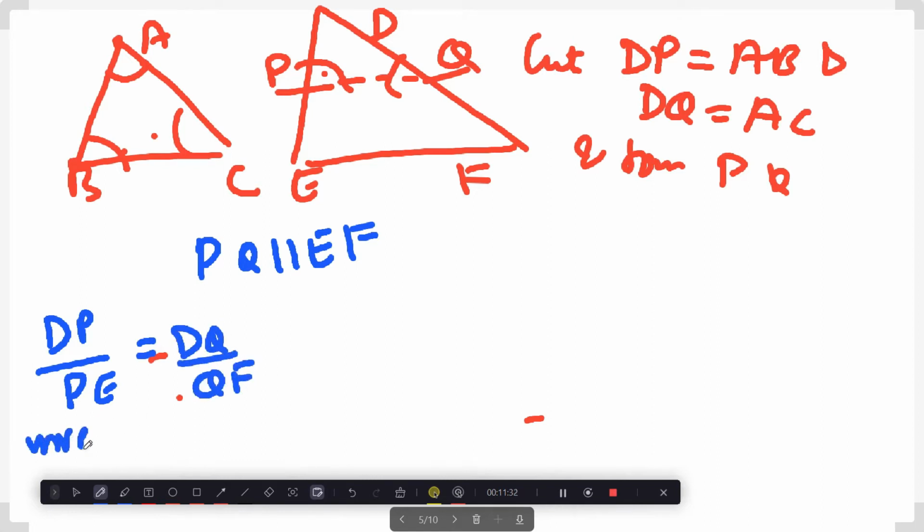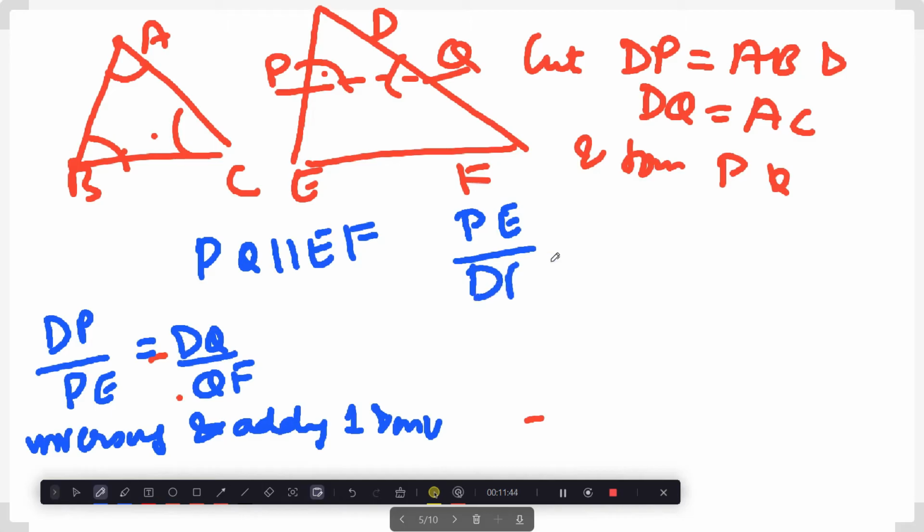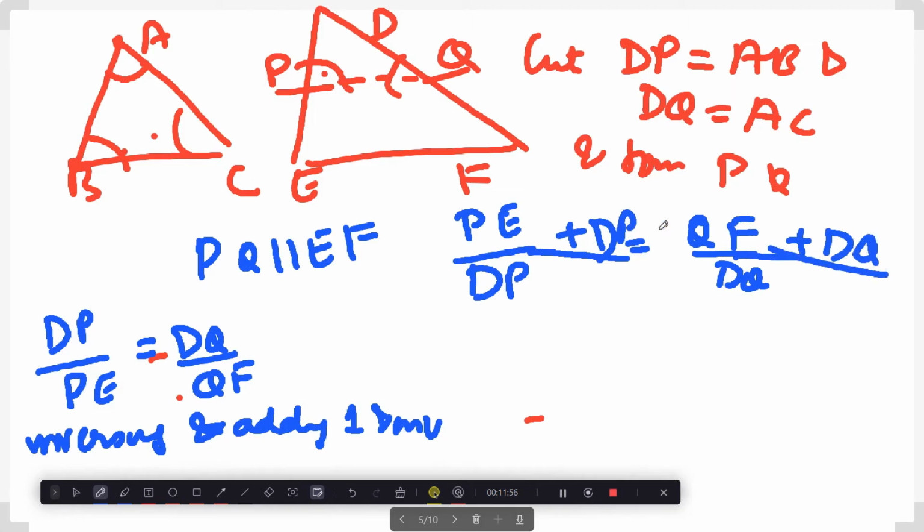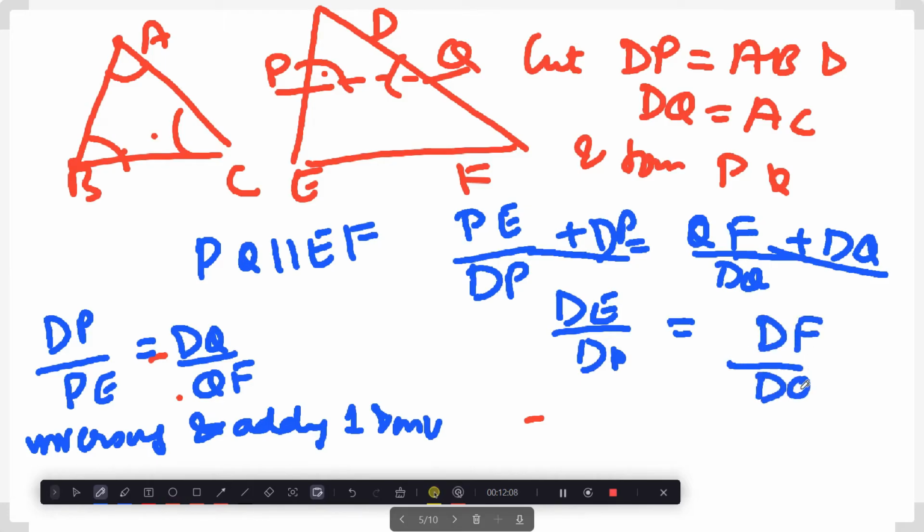Now, inversing, adding one, and inversing again. But I'm going to show you slowly. PE by DP plus 1. This is inversing, first step, and adding 1. QF by DQ plus 1. Now if you take it on the denominator, I'm showing that combined here itself. PE plus DP is what? DE. QF plus DQ is what? DF. So DE by DP is equal to DF by DQ. Now again inversing, DP by DE is equal to DQ by DF.